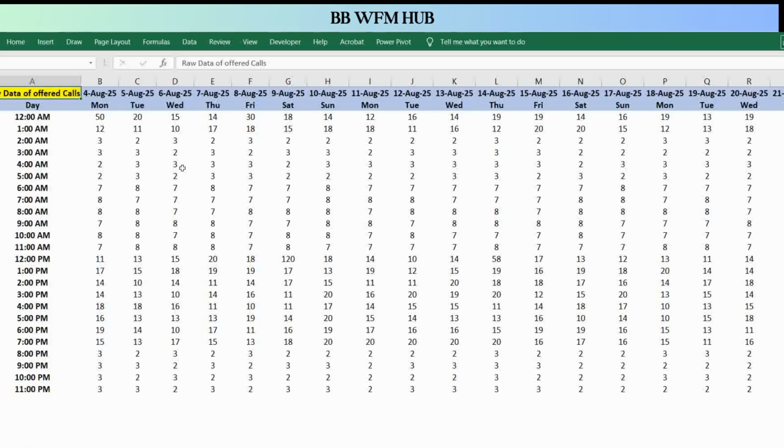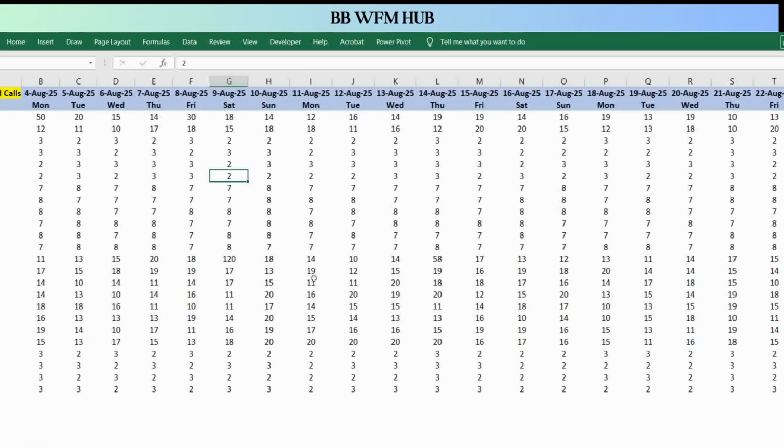So what do we mean by outliers? Outliers means in some of the intervals we have very high call volume, like 50 calls here, which is higher than all of the other intervals of the day. And then in other intervals we have 2. So these are the types of outliers that we can see here.